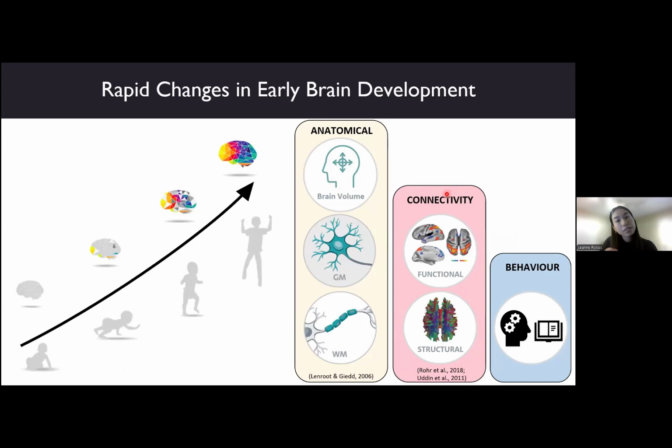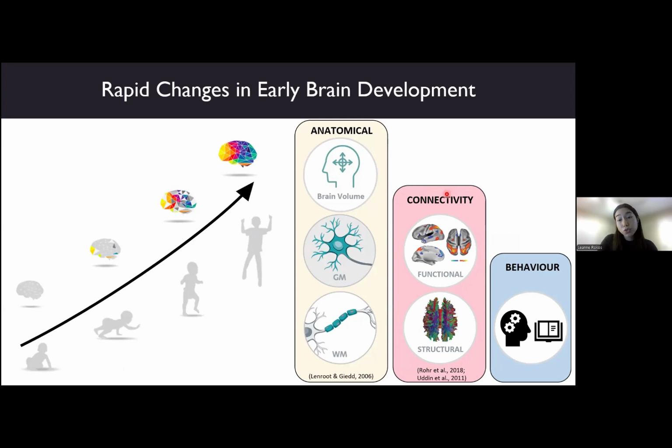Why early development? Early development is characterized by dynamic and rapid changes in many brain features, including the brain's neurophysiological and anatomical features. For instance, we see changes in total brain volume, gray matter, white matter, as well as in the structural and functional connections between brain regions. And such changes are also believed to be related to behavior and cognition.